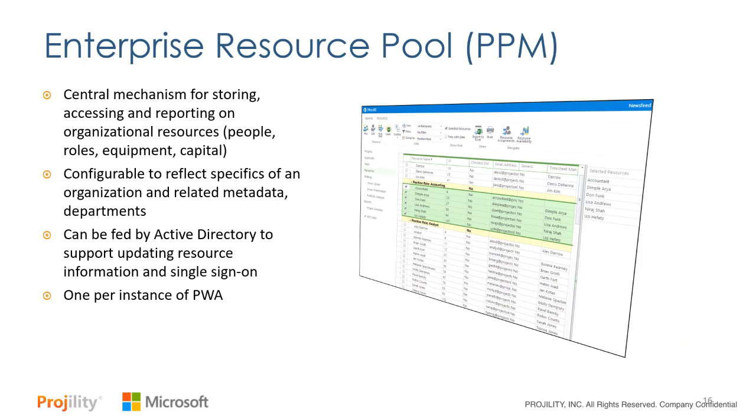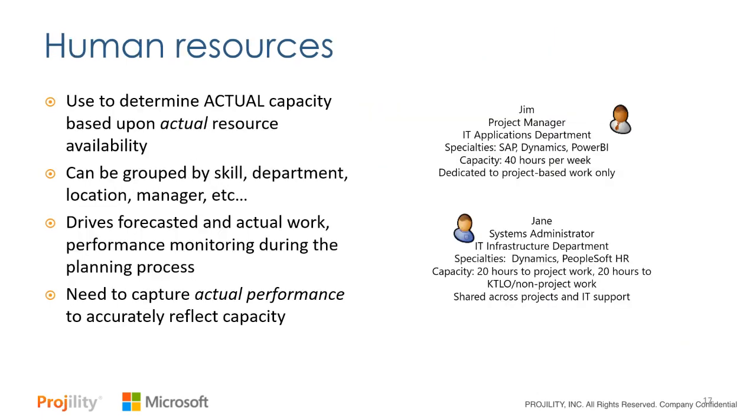Again, you can segment that out based off different groups or departments, but that resource pool is really what drives everything around. Think of it as your inventory of all the resources you would use. And the setup of that is pretty important. Now, the first kind of resource we use in Project Online are human resources. And these are the ones that are used to determine actual capacity and actual availability.